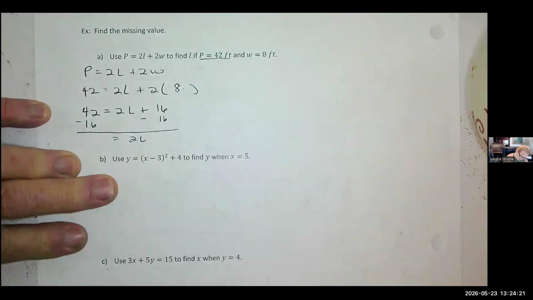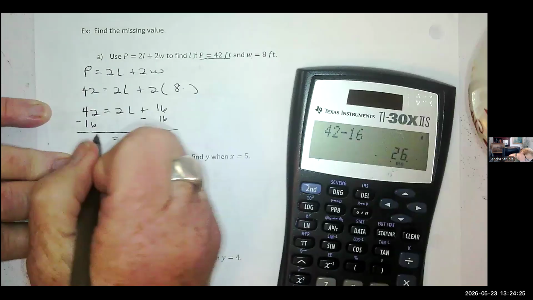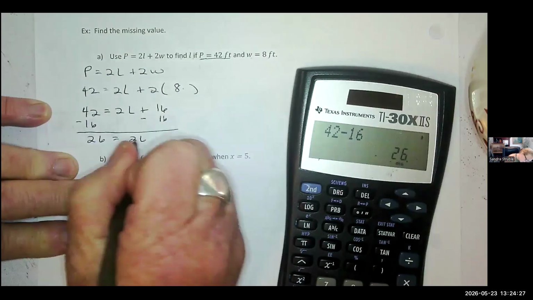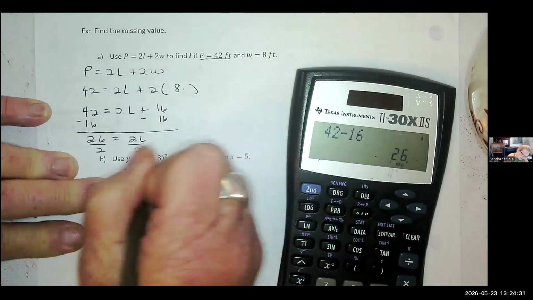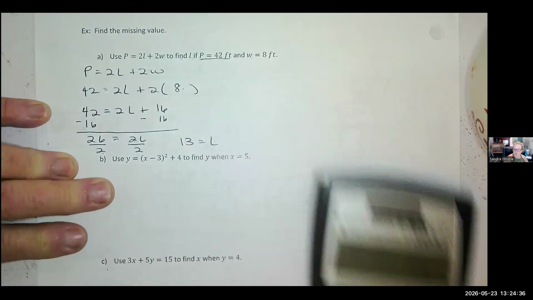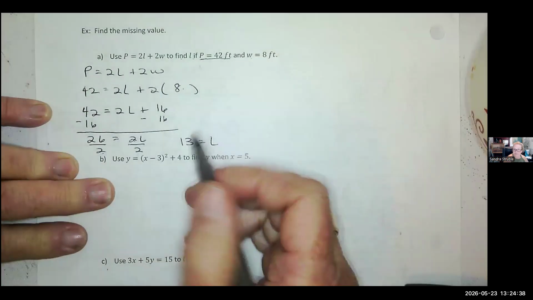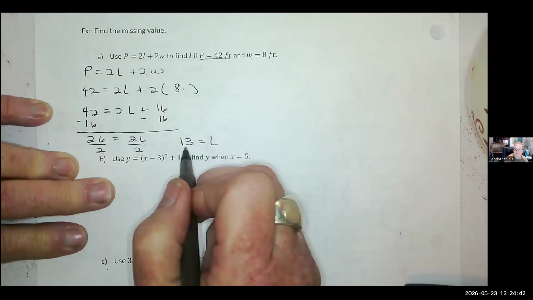42 minus 16 is 26. And this is 2L, so we're going to divide both sides by 2. And 26 divided by 2 is 13. So L is 13. Now, you're not going to circle this. That would be wrong. All right, the length is not 13. The length is 13 feet.